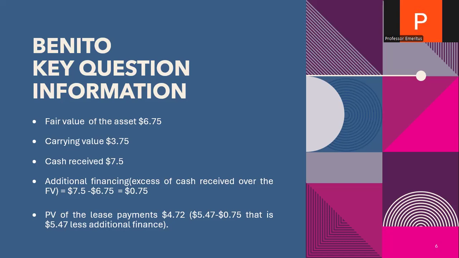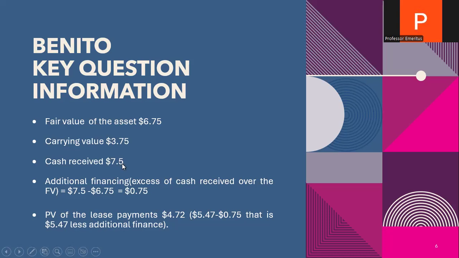Now, by now you would have downloaded the question on Benito, which is in the first comment. These are the key information in that question. Number one, we are told that the fair value of the asset that Benito transferred is 6.75 million. The carrying value of that asset is 3.75 million, and the cash received is 7.5.